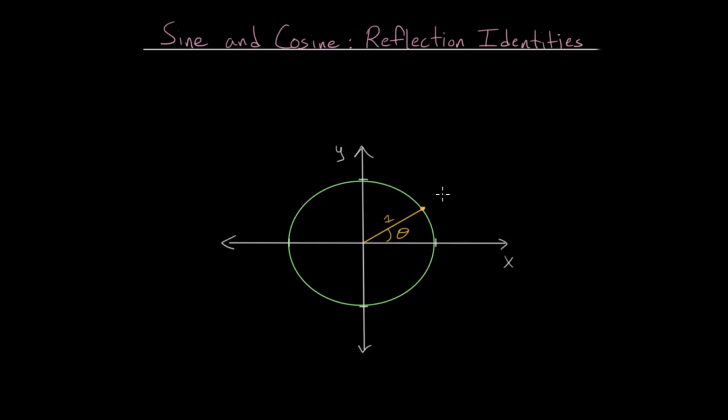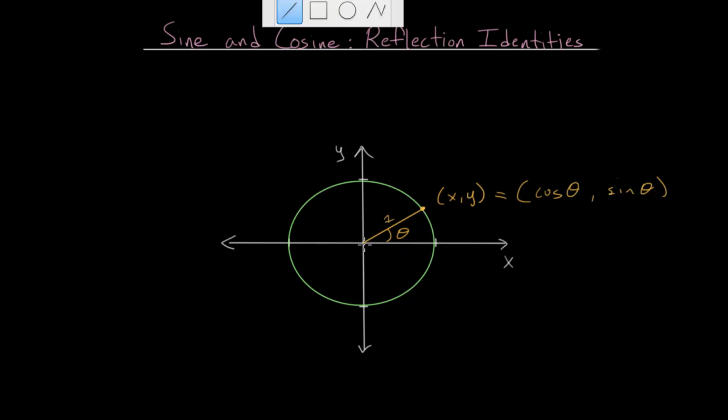And at a point on the unit circle, we have the x and y value, but remember that the x value is the cosine of the angle, and the y value is the sine of the angle. Now, with the reflection identity, we want to consider what happens when we reflect this ray here over the x-axis and over the y-axis. And we can come up with relations between the cosine and sine of the negative angle and the positive angle. So let's start by reflecting this over the x-axis.